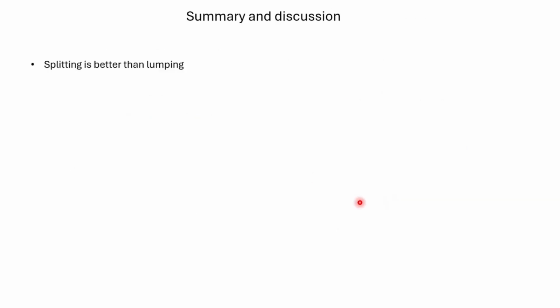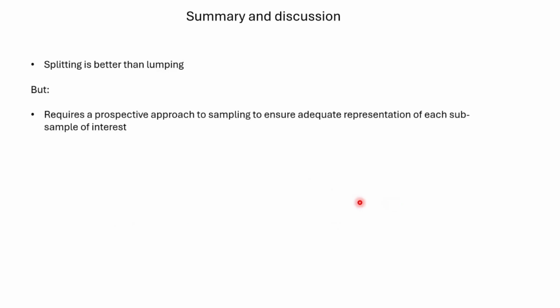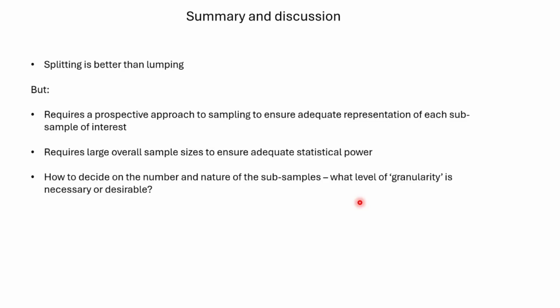So basically, just very quickly to conclude, splitting is better than lumping. But this requires a prospective approach to sampling. And this is something that we have not done. It's something that plenty of people in this room have done, but it's something that in my field has yet to be seriously taken on board. We're going to do that.